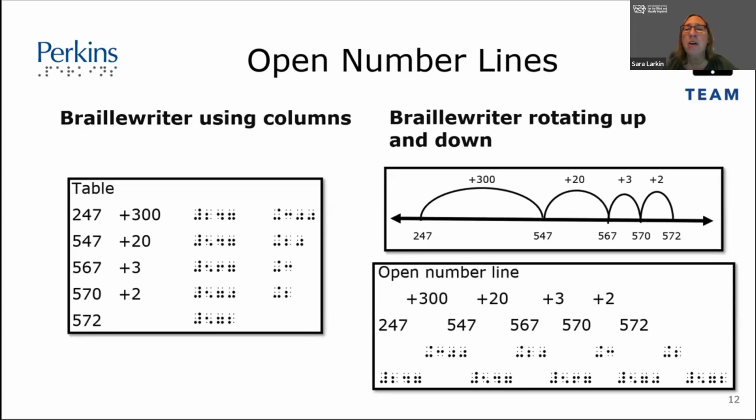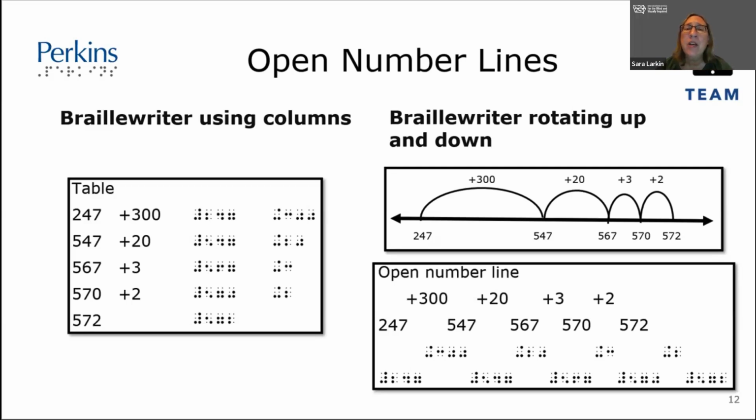Then I have another arc, and above that arc it says plus 20, which puts me at 567. Then we have another arc that says we're adding 3 to bring us to 570, and a fourth arc that says plus 2 that brings us to 572. The problem is this can be very cumbersome for a student to have to do all of the drawing of the lines and the arcs and so forth.